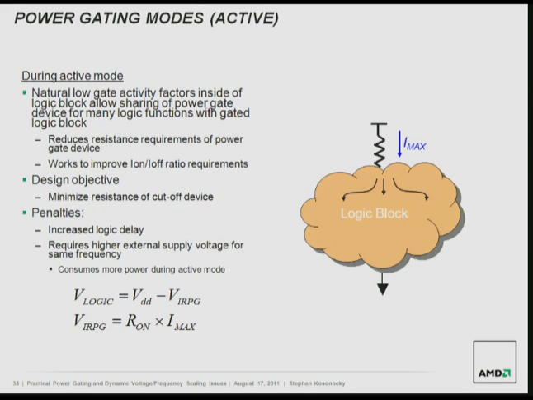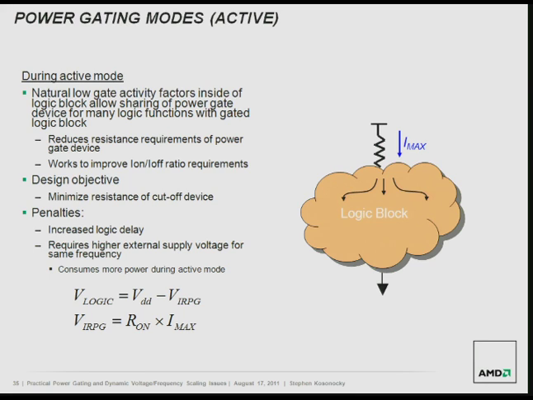All right, so power gating, just quick definitions. During active mode, you naturally have low gate activity factors in your chip, which allow you to effectively share that power FET over time, so that power FET doesn't have to supply the max current of all your devices switching simultaneously, because that never really happens.